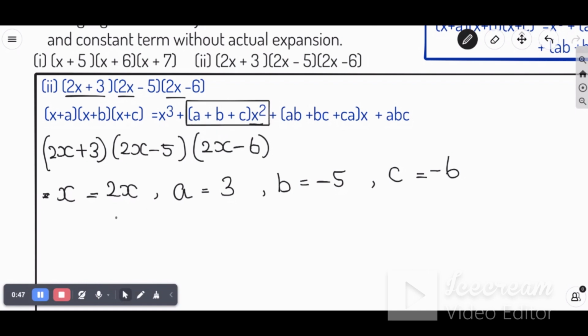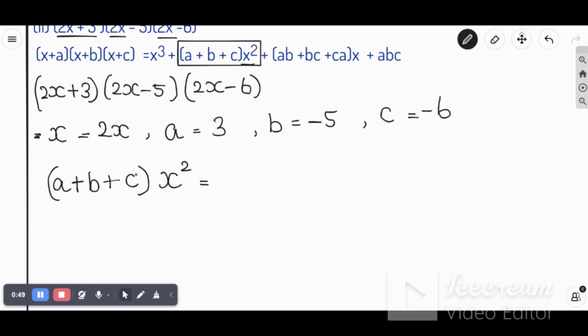So let us find that. So this will be a plus b plus c into x square. Let us start applying all the values over here. So a is 3, b is minus 5 and c is minus 6. But your x is 2x square. 2x. So you have to put it like this.